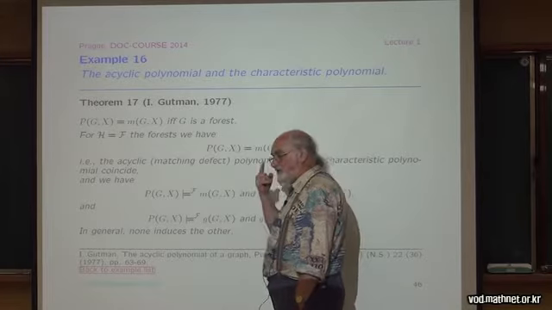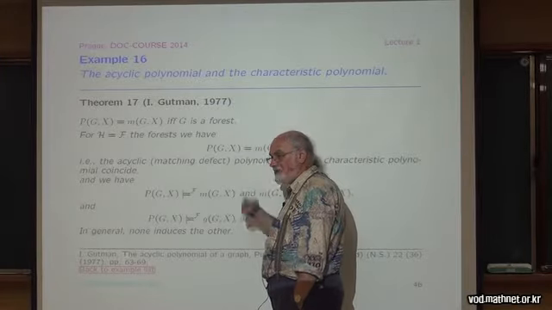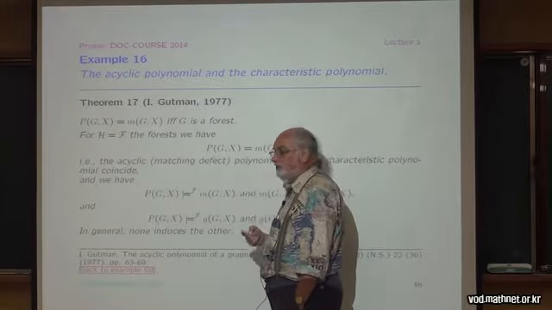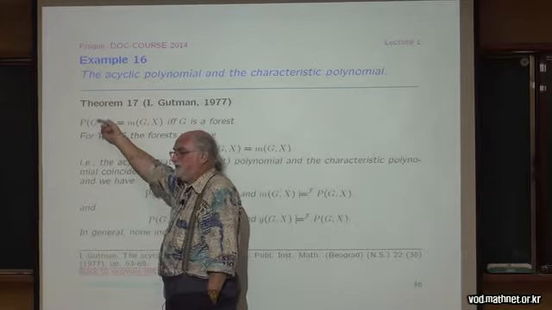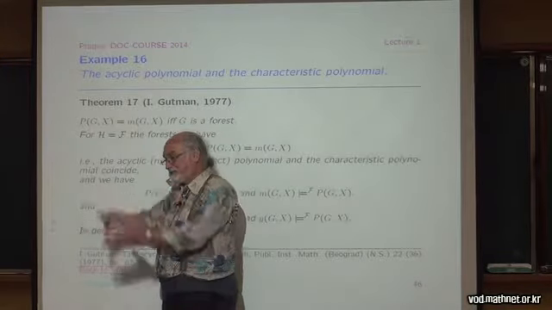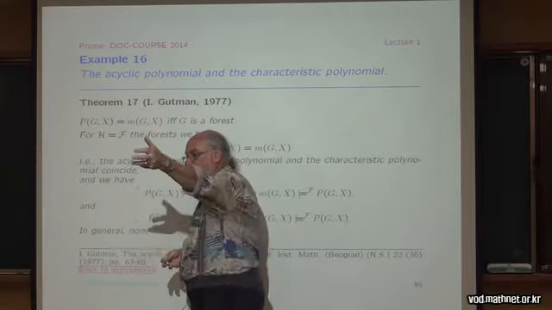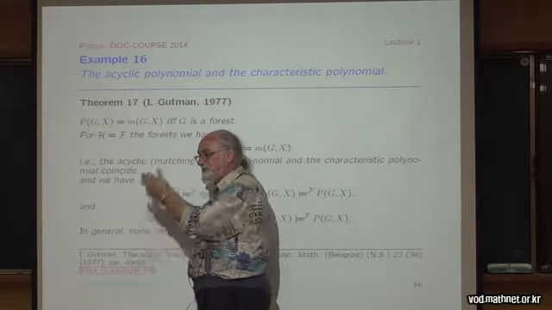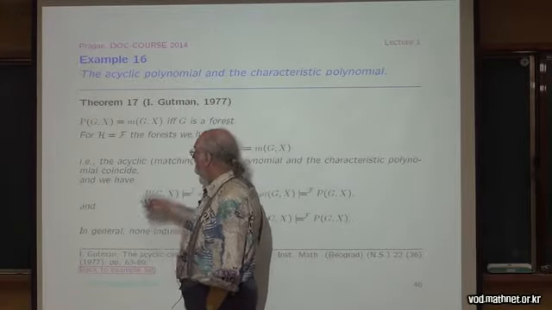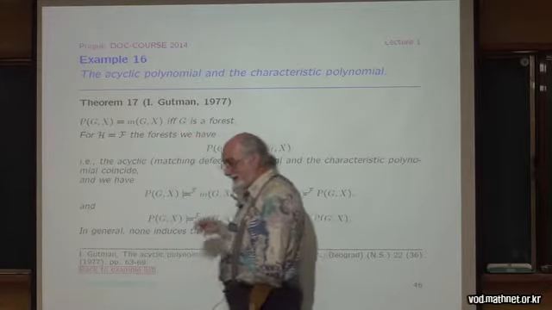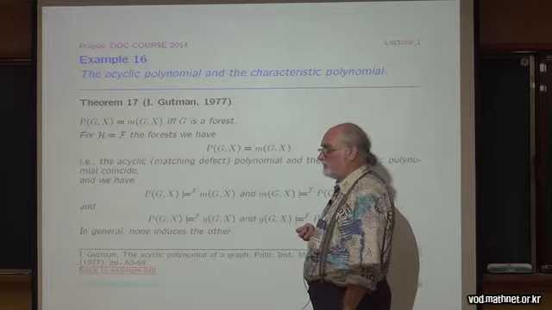Now, if you are, sorry for the word, naive, as I was before today, then you say, well, this is a uniquely defined object, and it's natural, and this is how we defined it. And this is also a uniquely defined object. I found it in the laboratory of chemistry. This is what people do there. And then, indeed, Gutman proved that those two things are identical in the polynomial ring if and only if the graph is a forest.